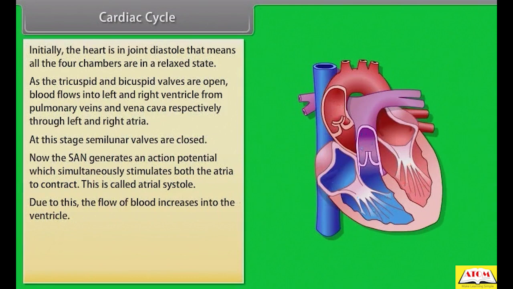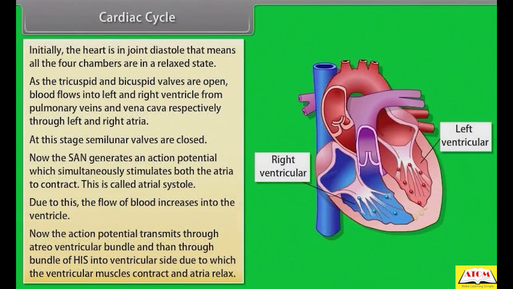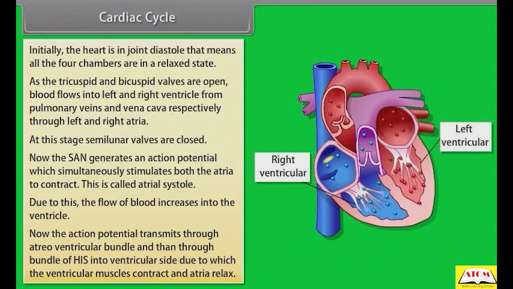Due to this, the flow of blood increases into the ventricle. Now the action potential transmits through the atrioventricular bundle and then through the bundle of His into the ventricular side, due to which the ventricular muscles contract and the atria relax.